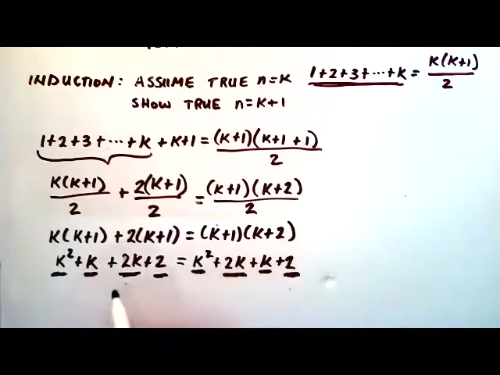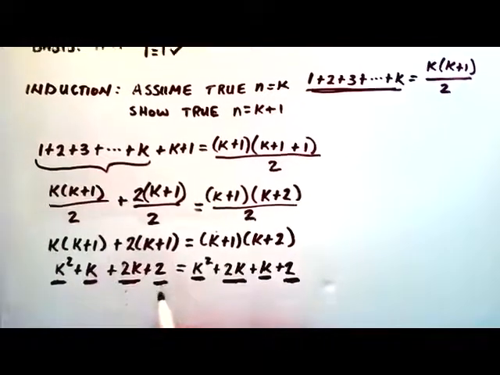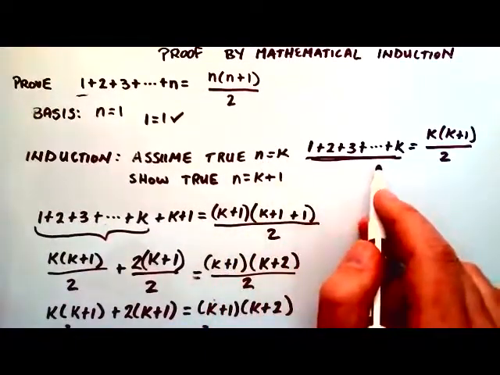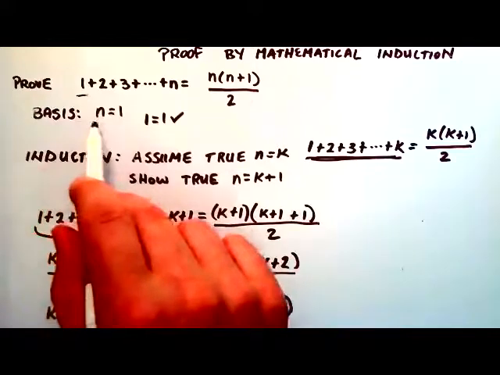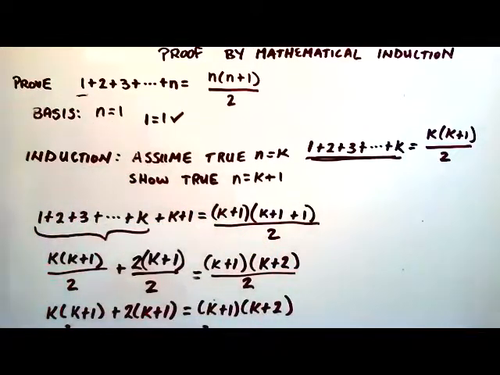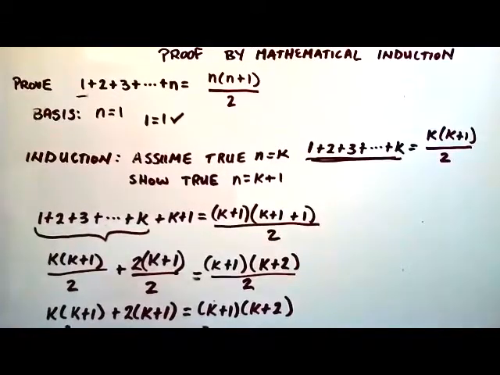So we've basically showed that this is true for n equals k plus 1, and we did that based off of the assumption that it is true for n equals k. And we've checked the basis step to show that it works for at least the most simple case, and basically that is the entire proof right there. We have now proved that this statement is true by mathematical induction.